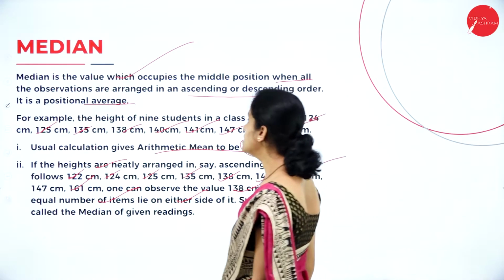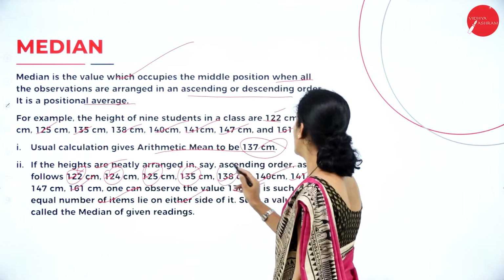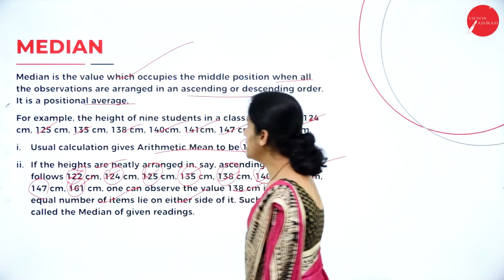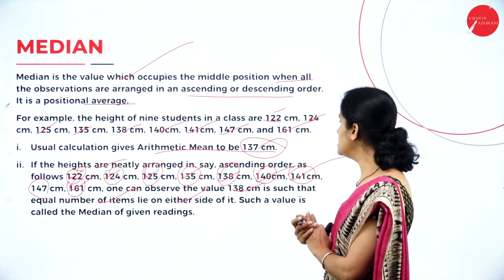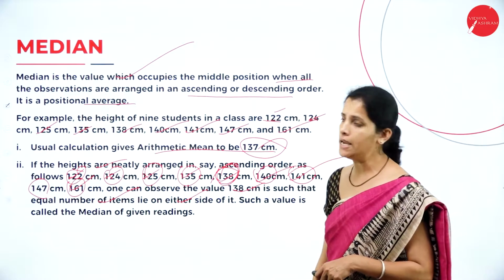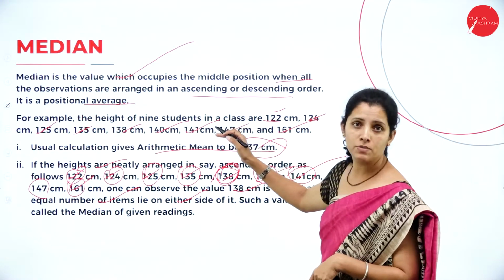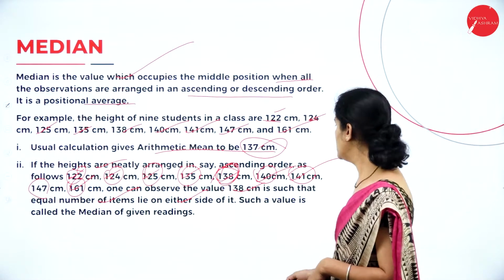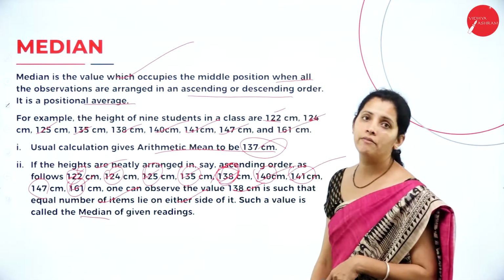If I consider the middle one, see how many numbers I have. 1, 2, 3, 4, 5, 6, 7, 8, 9. So I have a total of 9 numbers. And if I consider the middle one, what is the middle value I'm going to have? It is 138. And if I consider the mean, it is 137, which is not in my observation. So this is the way I'm going to find the median. Such values are called the median of the given readings.